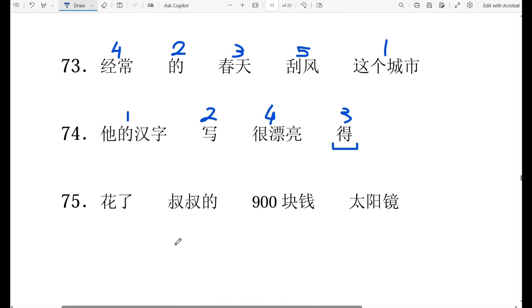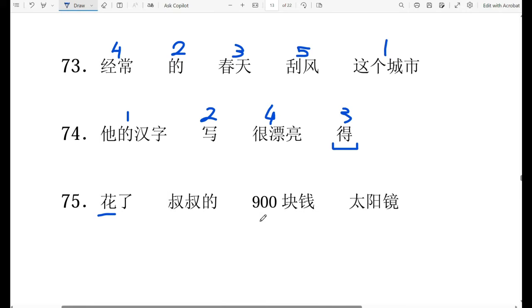And then last sentence, 花了. 花 means flower, but in this case, we see a 了 behind it, meaning that this word is a verb. And when it is a verb, 花 means to spend money. 花了, so we have our verb. Then we have 叔叔的, uncle, 的. So uncle's something. So after the 的, we will necessarily have a noun of some sort.